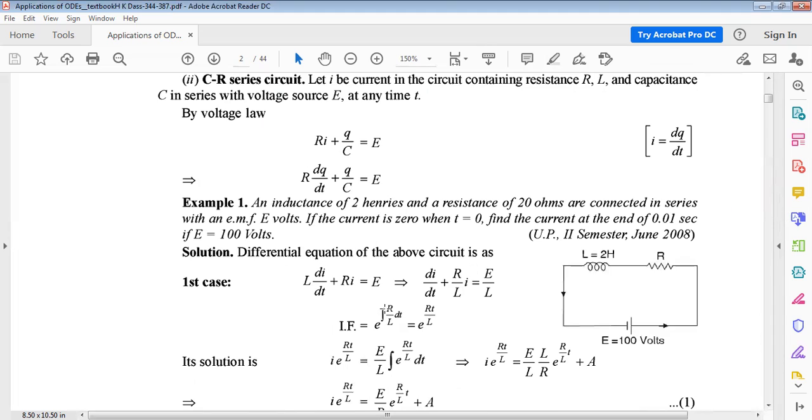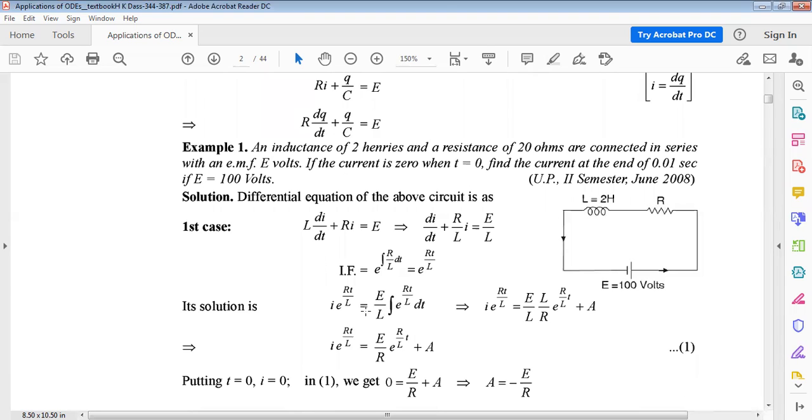Another example: an inductance of 2 Henrys and a resistance of 20 ohms are connected in series with an EMF of E volts. If the current is 0 when t equals 0, find the current at the end of 0.01 second if E equals 100 volts.